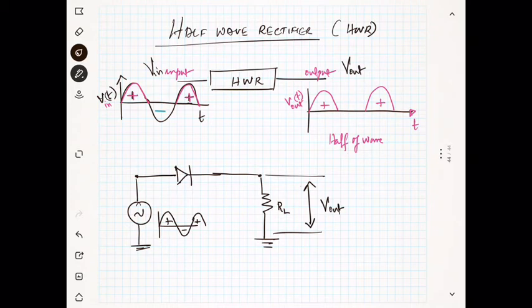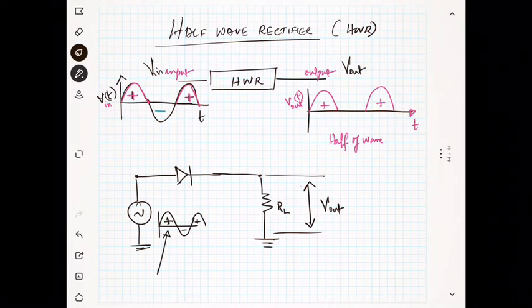Now what will be the output? During the positive half cycle, this is positive and this is negative. Now you know that this diode has P here and N here. You see the P is connected to the positive, that means the diode is forward biased.